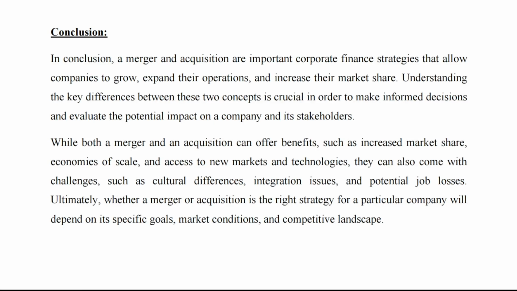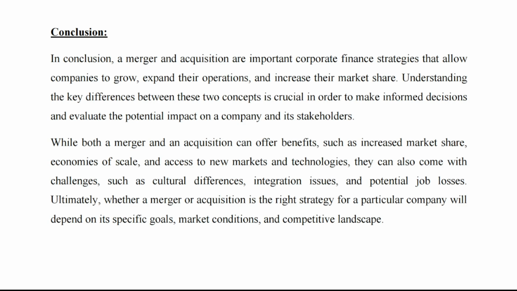Conclusion. In conclusion, merger and acquisition are important corporate finance strategies that allow companies to grow, expand their operations, and increase their market share. Understanding the key differences between these two concepts is crucial in order to make informed decisions and evaluate the potential impact on the company and its stakeholders.